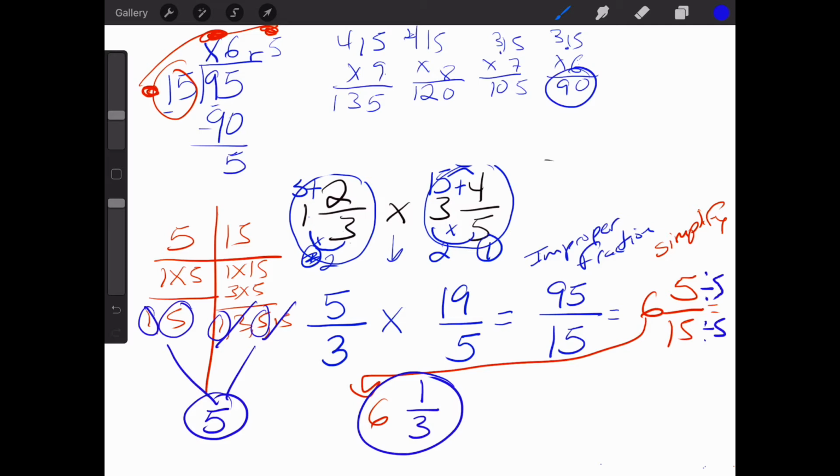Okay? Hope you copy this down. Taking notes. I'm going to do 2 more examples.